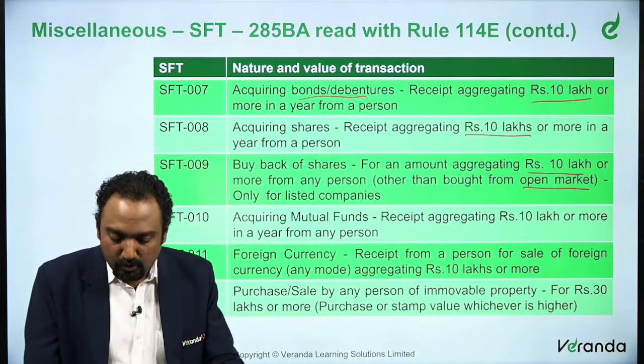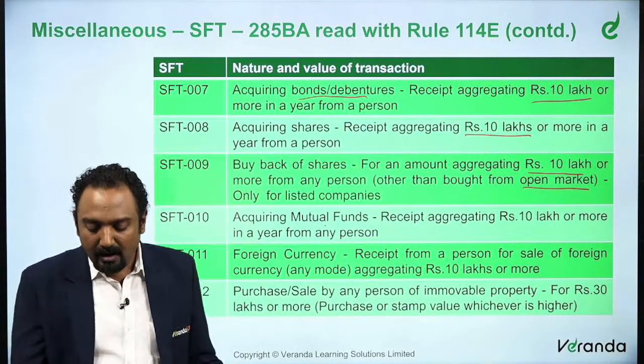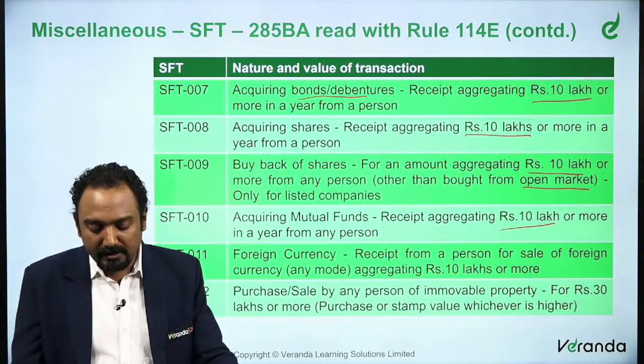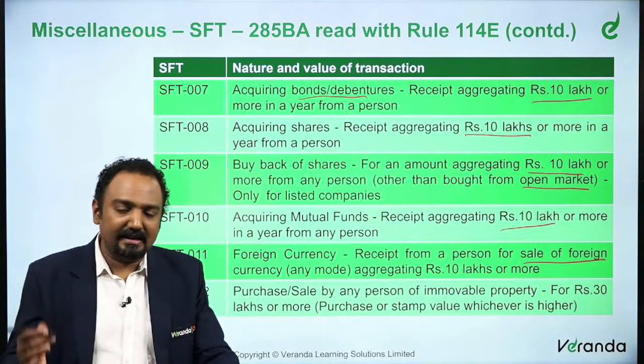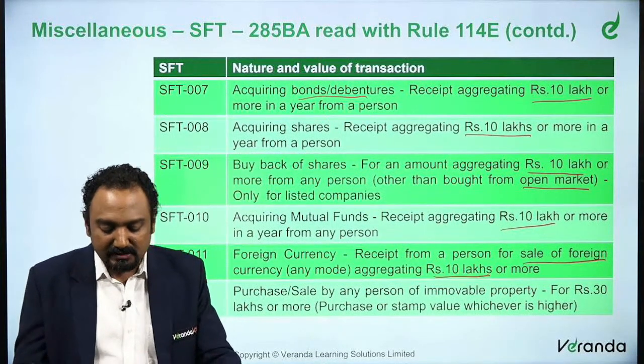And then you have acquiring mutual funds. So, that is also covered. Again, how much? 10 lakhs. Foreign currency, if there is a receipt from a person for sale of foreign currency, again 10 lakhs. So, for this also the limit is 10 lakhs.